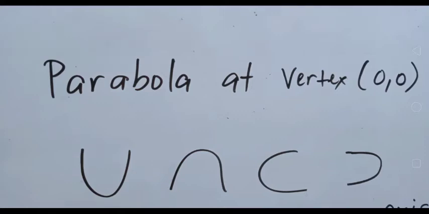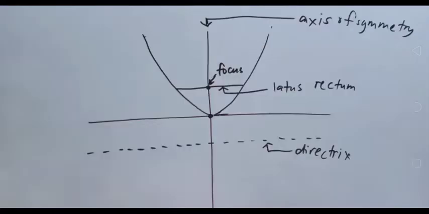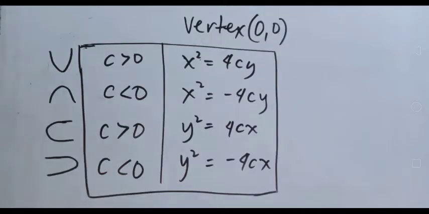Now let us discuss parabola at vertex 0, 0. So a parabola can open upward, downward, to the right, or to the left. So these are the parts of a parabola. We have the axis of symmetry, the focus, latus rectum, and the directrix. So we have here the vertex at 0, 0 table for the parabola.